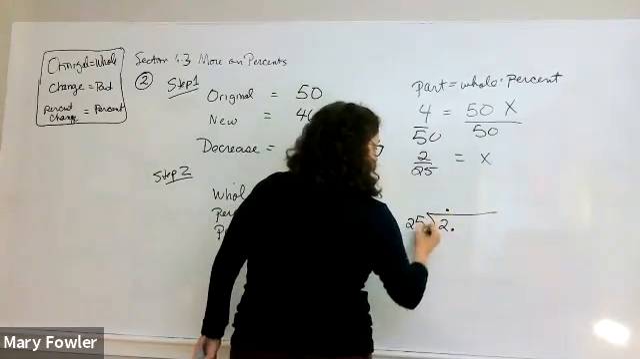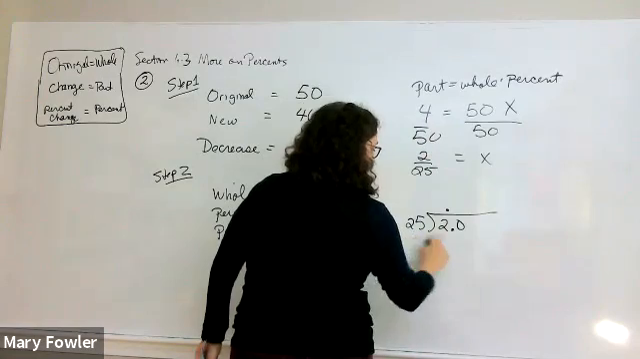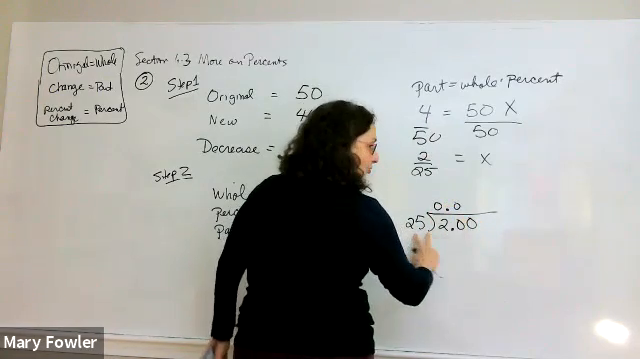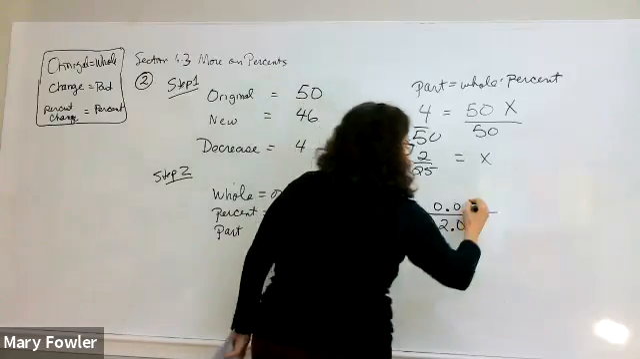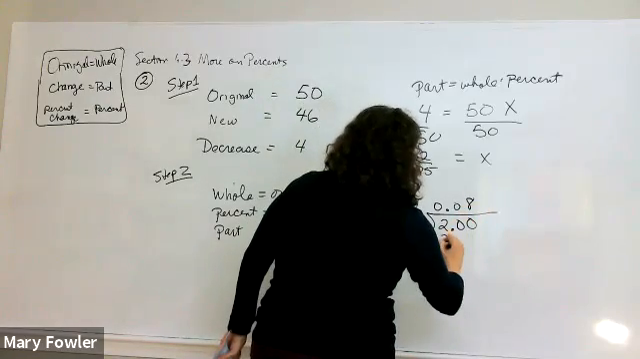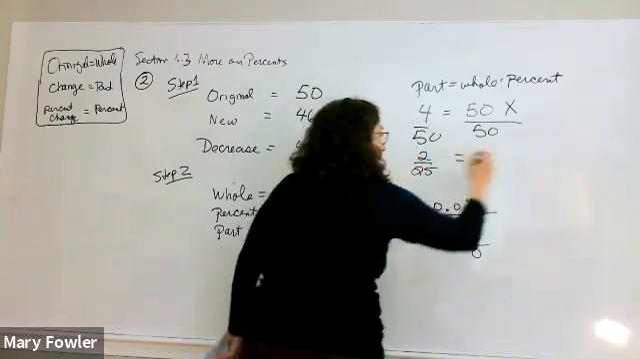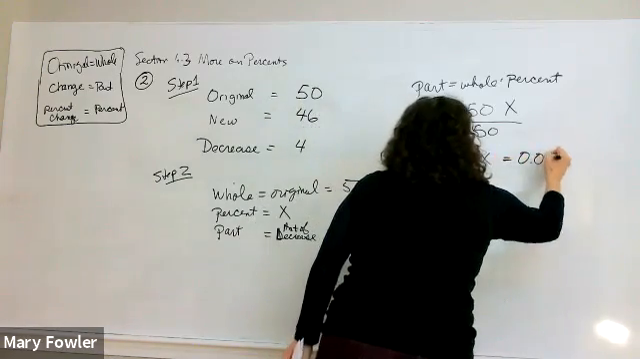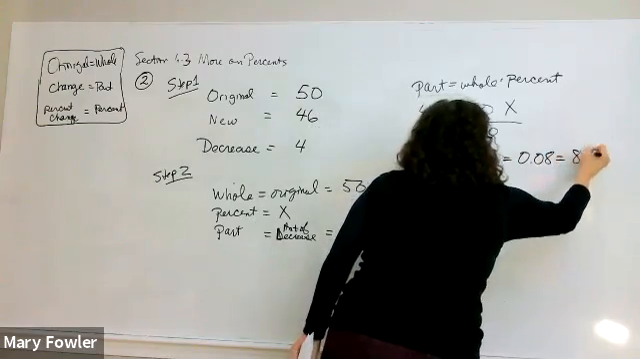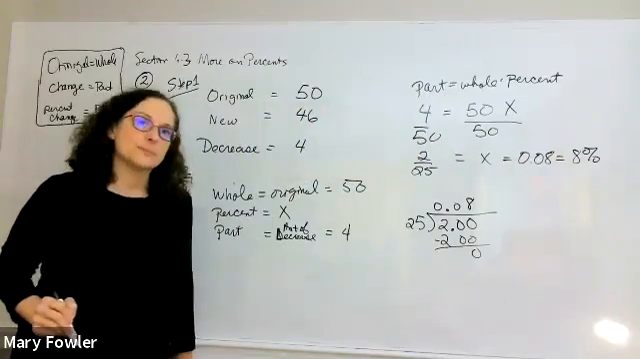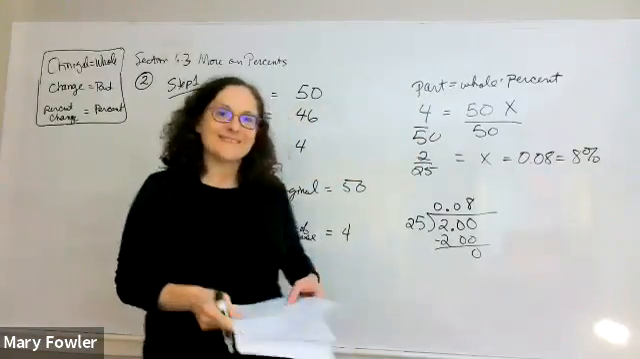Okay. Add some zeros here. And 25 goes into 200 8 times. 8 quarters and $2, right? Okay. So the percent of that decrease is 8%. All right. So that's number 2.